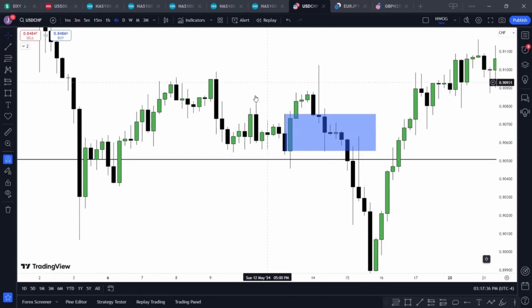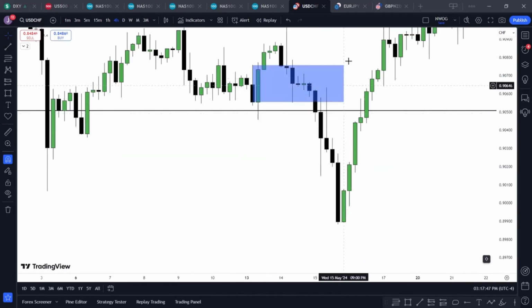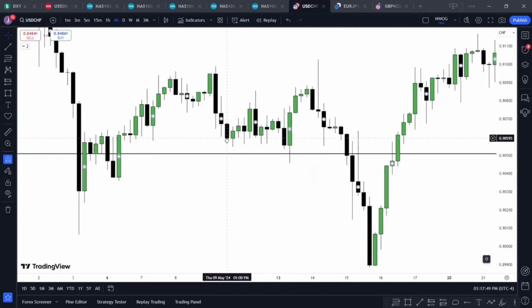So market took sell side liquidity, buy side liquidity, broke structure to the downside. You can see how price returned back to it. There's a fair value gap, very tiny, but not strong enough. And you see how market rallied downwards. Okay, so let's see if we can get another one.